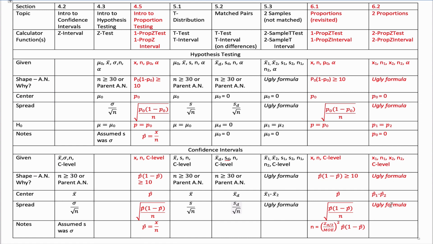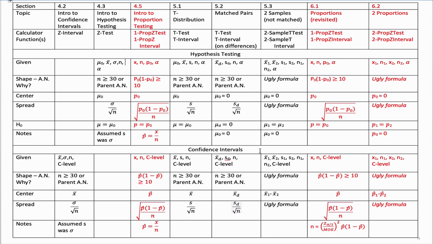When you're drawing the picture down here, your center is the difference in the two p hats. Very similar to over here, where it's the difference in the two x bars. The difference in the two sample proportions, which is what p hat is. And that's x1 divided by n1 is p hat 1, and x2 divided by n2 is p hat 2. So you have this center. The upper and lower bound come straight out of your calculator, and that's everything you need to know for 6.2.